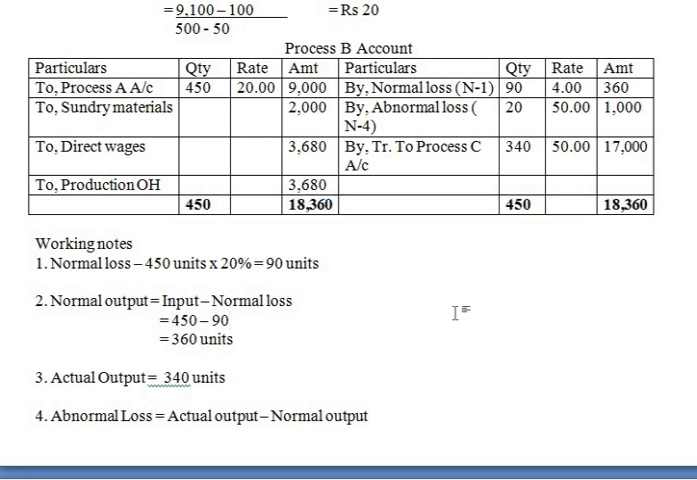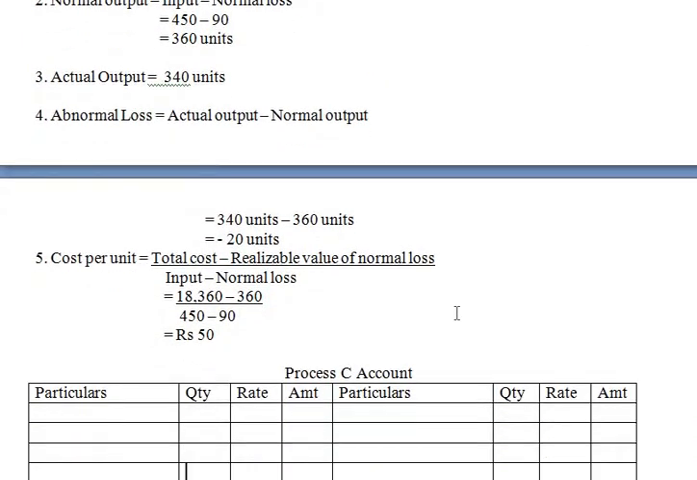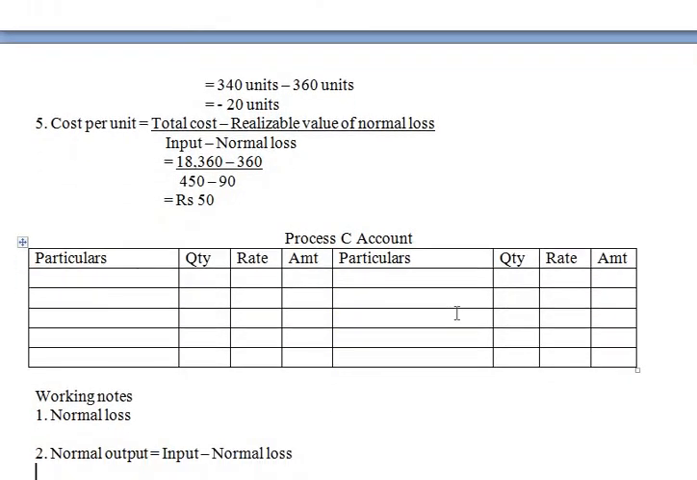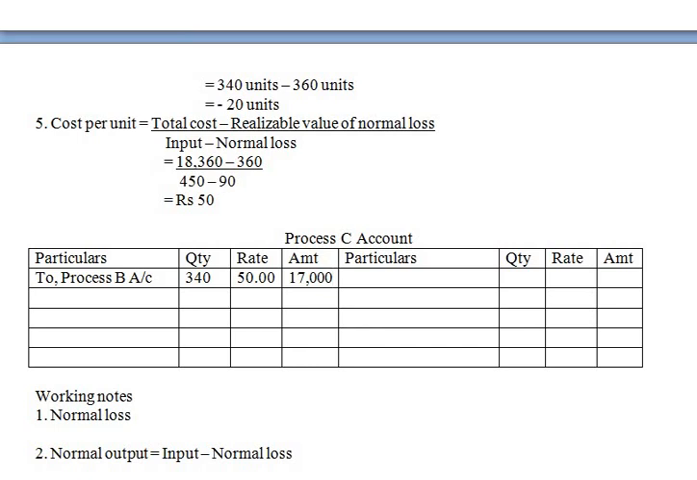Okay, now same thing we are going to calculate for process C. Now next line, take down process C account. Again same columns. Now output of process B will be input for process C. So that we are going to show it on the debit side to process B account. So that is 340, rate is 50, the amount is 17,000. Hope so everybody is understanding.